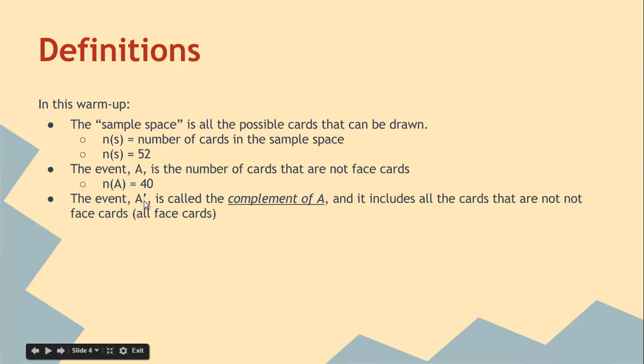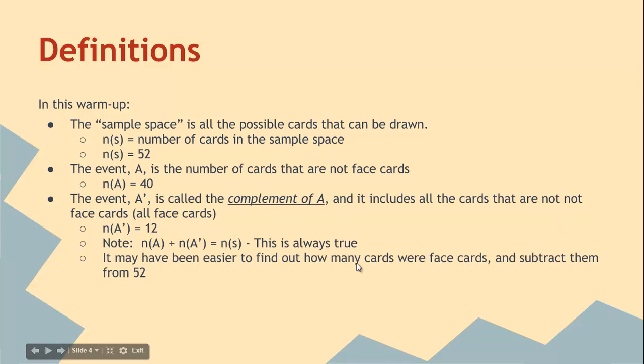The event A prime, or A complement, is called the complement of A, and includes all the cards that are not in A, so all the face cards. A prime is just everything outside of A, and in this case it's face cards. You can say A not or A prime, but whenever you see this, it just means everything outside, and you can use that for structure in your own solutions. So n(A prime) in this case is 12. Note that when you add up n(A) and n(A prime), because that's everything in A and outside of A, you get n(S). That's always going to be true because you're either in A or not in A. It's only one or the other.